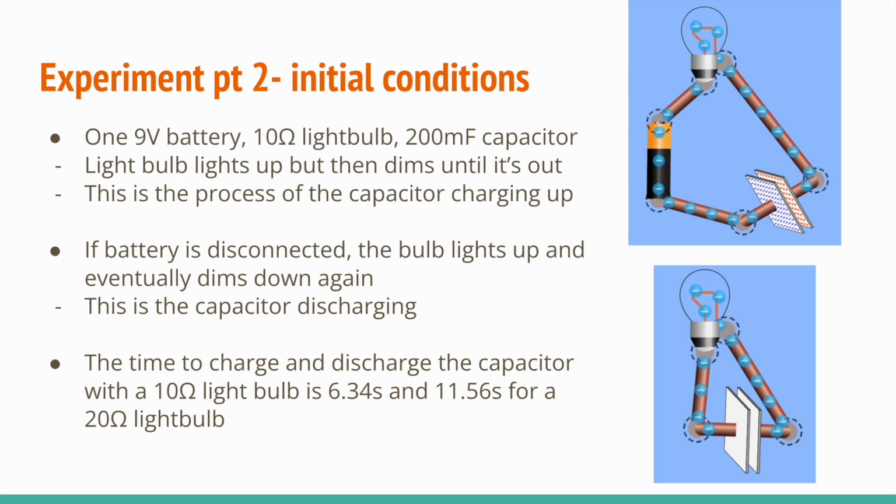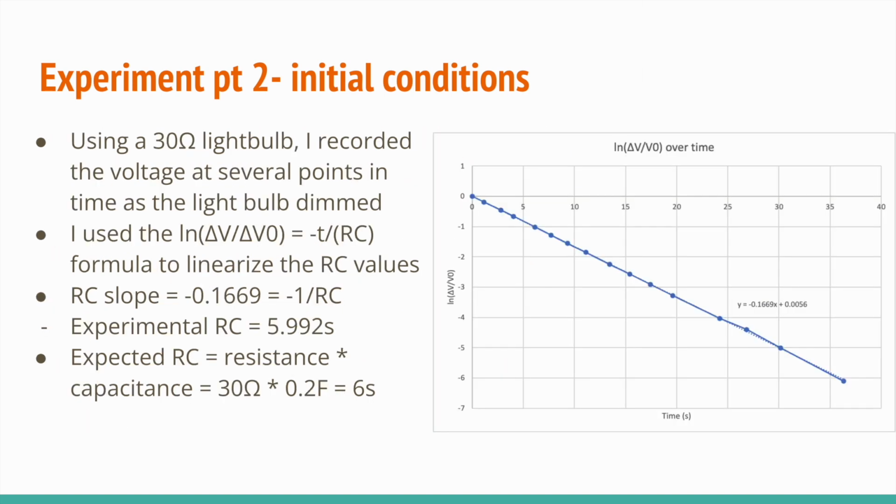The time to charge and discharge the capacitor with the 10 ohm light bulb is 6.34 seconds, and 11.56 seconds for a 20 ohm light bulb. The time to charge and discharge was the same in each case. Using a 30 ohm light bulb, a voltmeter, and a stopwatch, I recorded the voltage at several points in time as the light bulb dimmed after connecting the battery into the circuit.